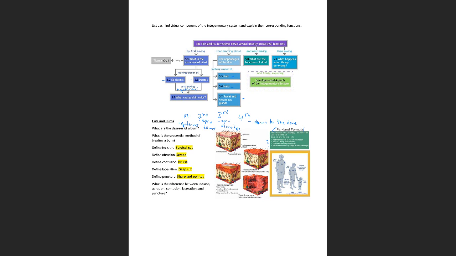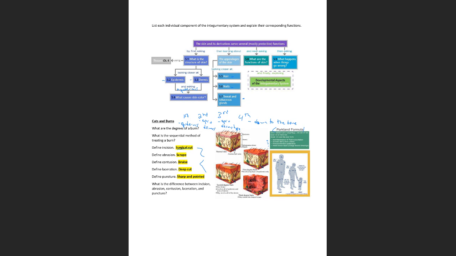Now, an incision is a surgical cut, so a surgeon does this. An abrasion is just a scrape. You fall down, scrape your legs, that's an abrasion. A contusion is a bruise. A laceration is a deep cut. A puncture is done with a sharp or pointed object. He does test about these, so just make sure you're familiar with them.